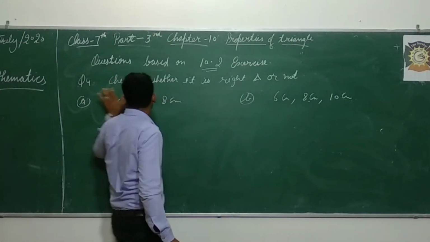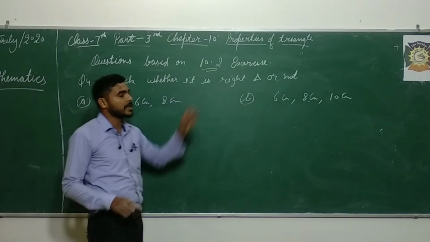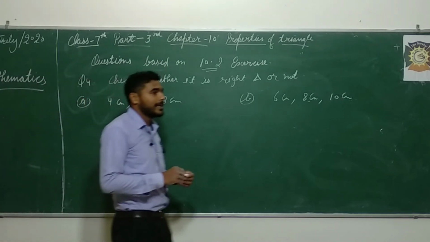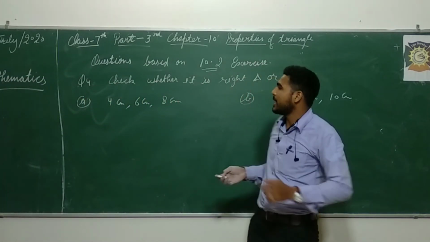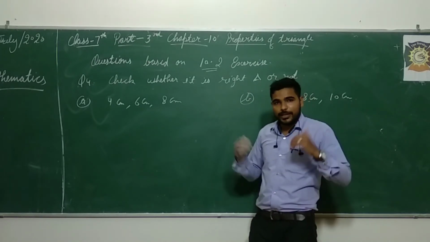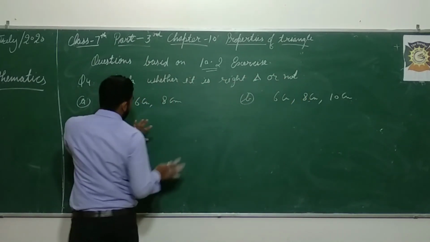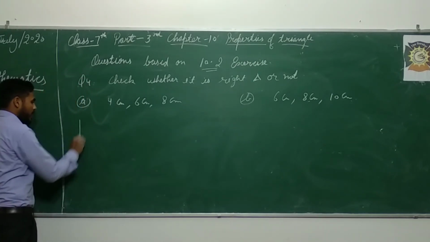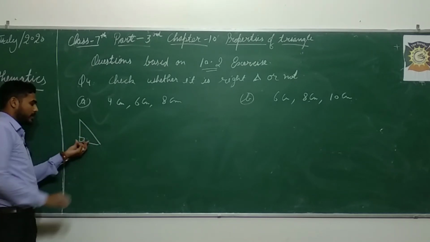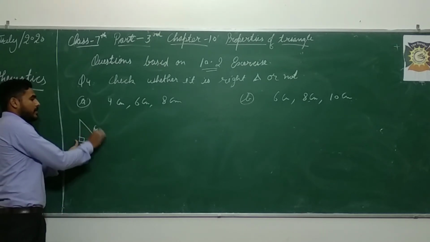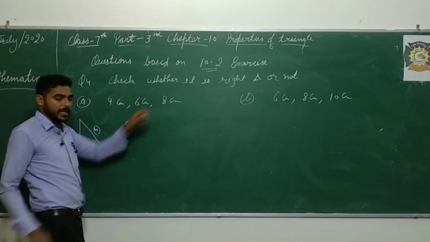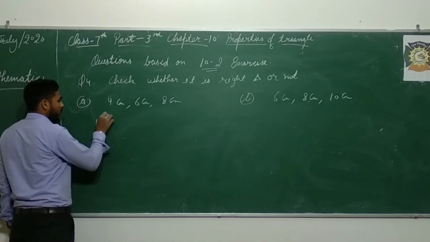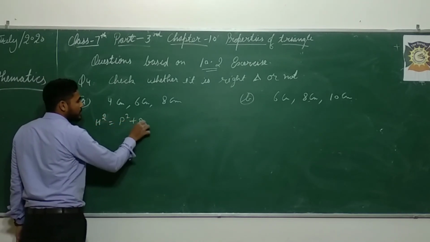Now the next question is question number 4. You have to check whether it is a right triangle or not. Now you know that a right triangle is one in which we can apply the Pythagoras theorem. So we check whether it is a right triangle with the help of the Pythagoras theorem. Now we know that in a right triangle the greater side is always the hypotenuse. So we check the Pythagoras theorem.